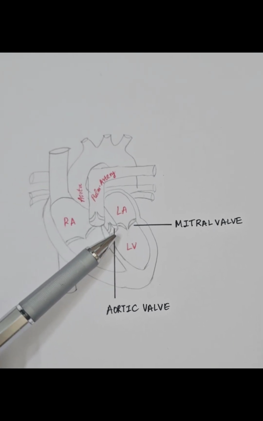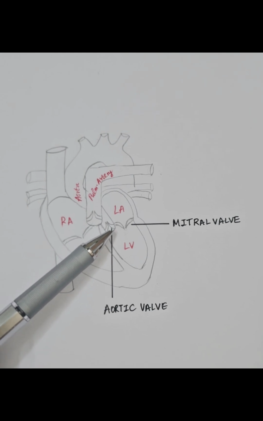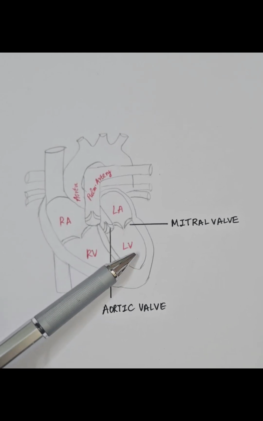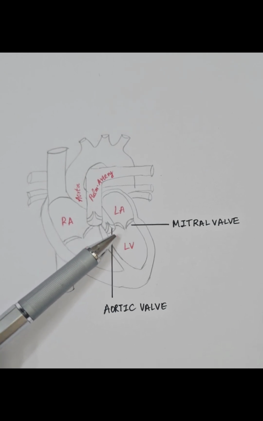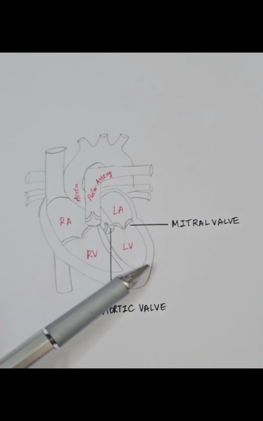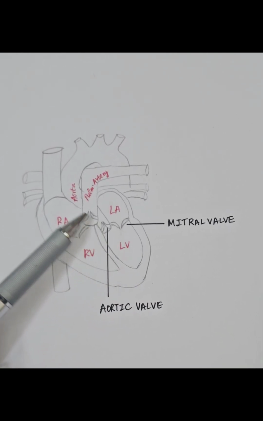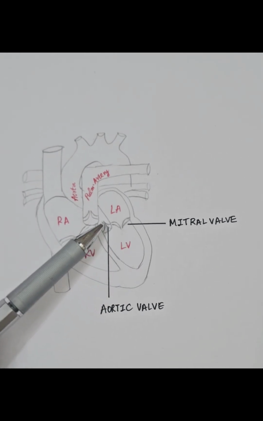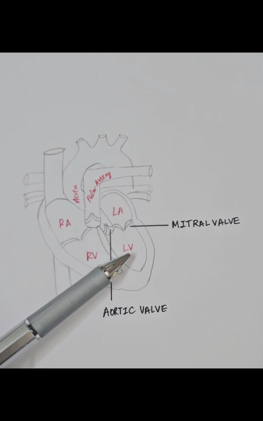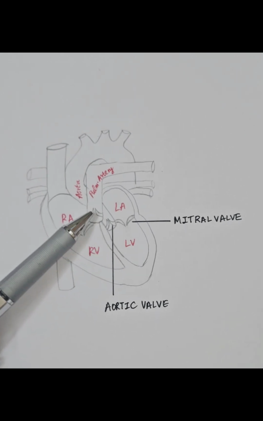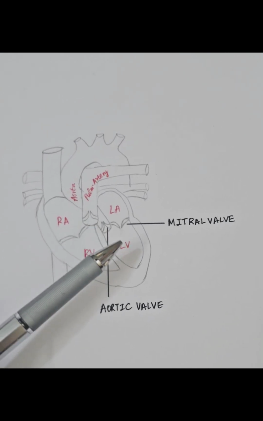So during rapid ejection phase, when the aortic valve opens, blood will go from the left ventricle to the aorta, but the valve is narrow, so there will be turbulent blood flow. And during reduced ejection phase, again blood is going from the left ventricle to the aorta. So this is heard as an ejection systolic murmur. It's a systolic murmur because there is turbulent blood flow across a valve during ventricular systole.